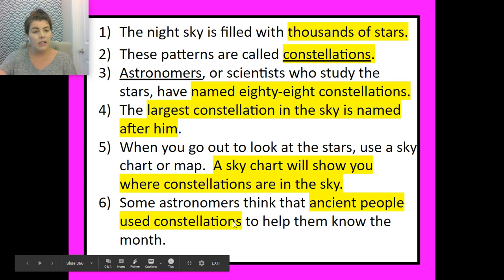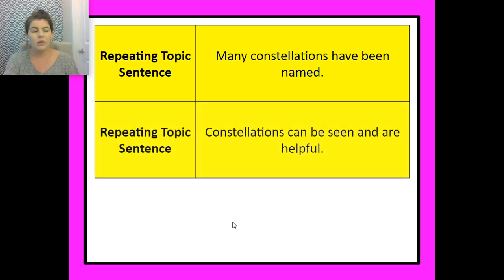They used constellations. They were helpful. So I see these two repeating topic sentences or repeating ideas. My next step is to actually take these repeating ideas and to combine them or synthesize them into one main idea. So I want you to actually take a second, and I'm going to wait for some time here because I want you to practice coming up with a main idea on your own. So on your graphic organizer for the next 30 seconds, I want you to take these two repeating ideas and synthesize them or combine them into one main idea.